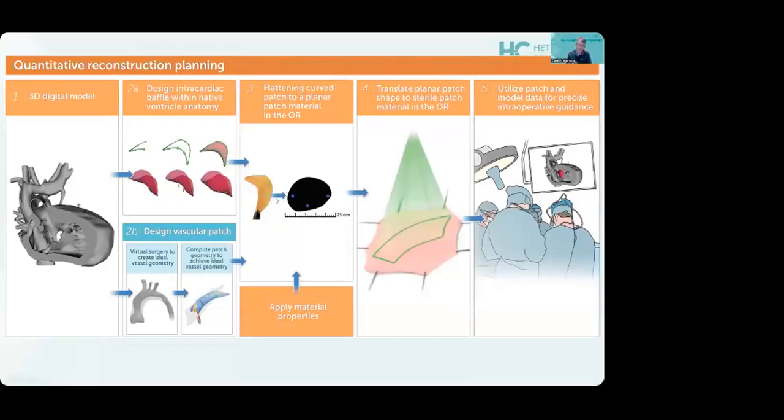And then often these patches are curved, and so there's a mathematical algorithm to create the flat patch equivalent, because most of our patch materials start as flat materials. And then we're able to translate that patch design into the operating room with a laser system that shines the patch design down on the patch, so we can trace it out, cut it out with scissors, and then use it during the reconstruction.